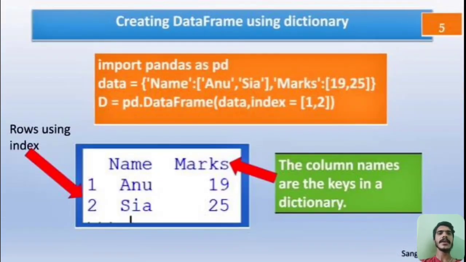Next, creating the DataFrame using the dictionary. Import pandas as pd, data with name as the two names Anu, Sia, marks is 19, 25, d equal to pd.DataFrame. In this DataFrame, data, index 1 comma 2.